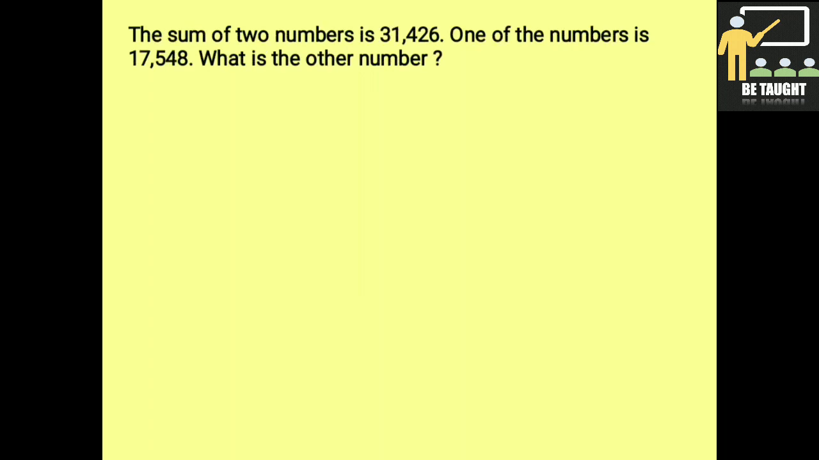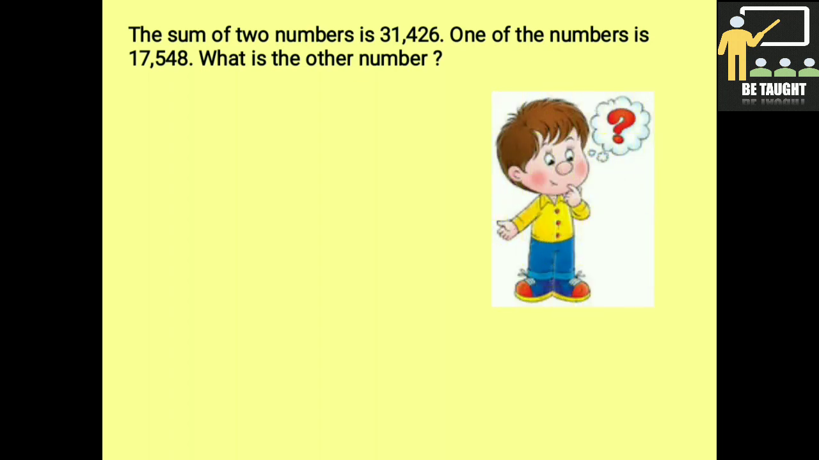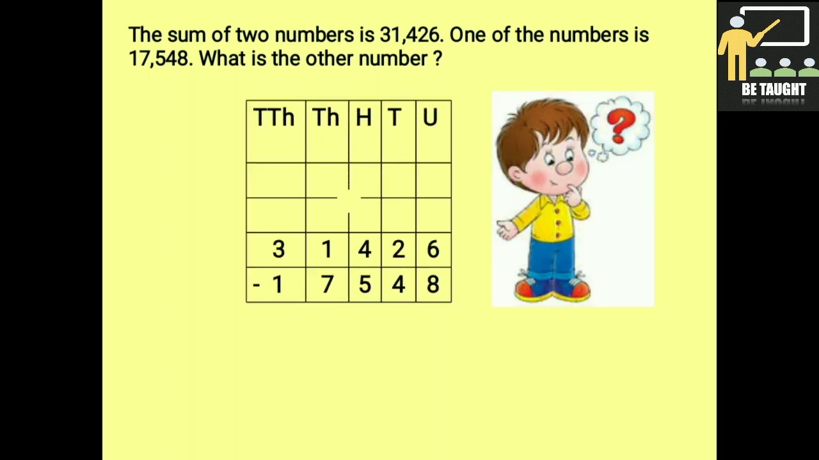We'll see one more example. The sum of two numbers is 31,426. One of the numbers is 17,548. What is the other number? Children, in word problems you can get this kind of sums also. So we'll just solve it and find out the other number. Again we arrange it in the vertical arrangement.